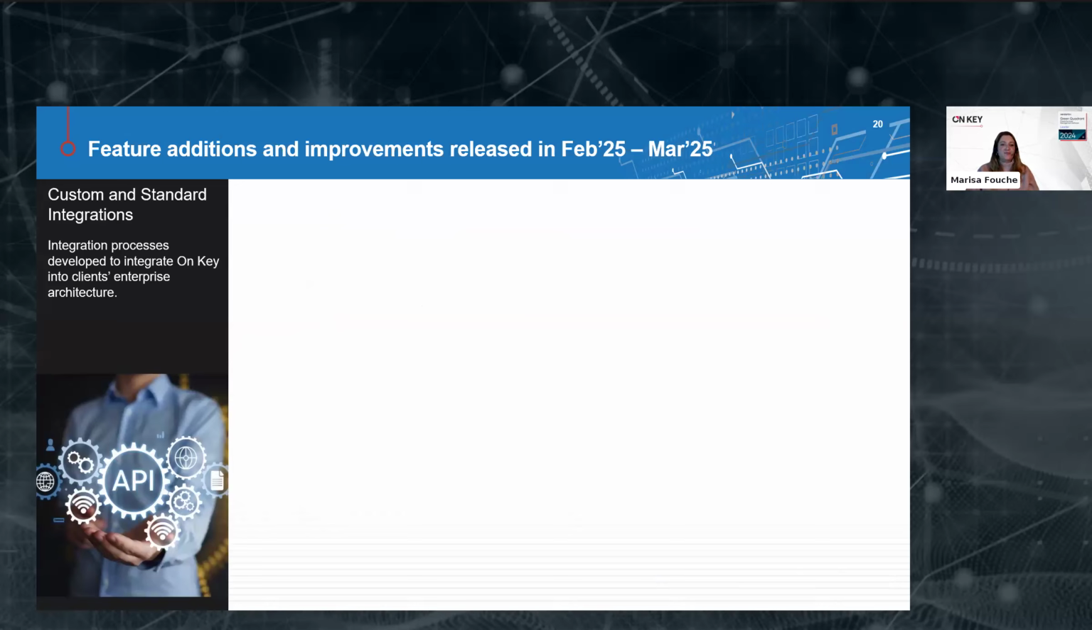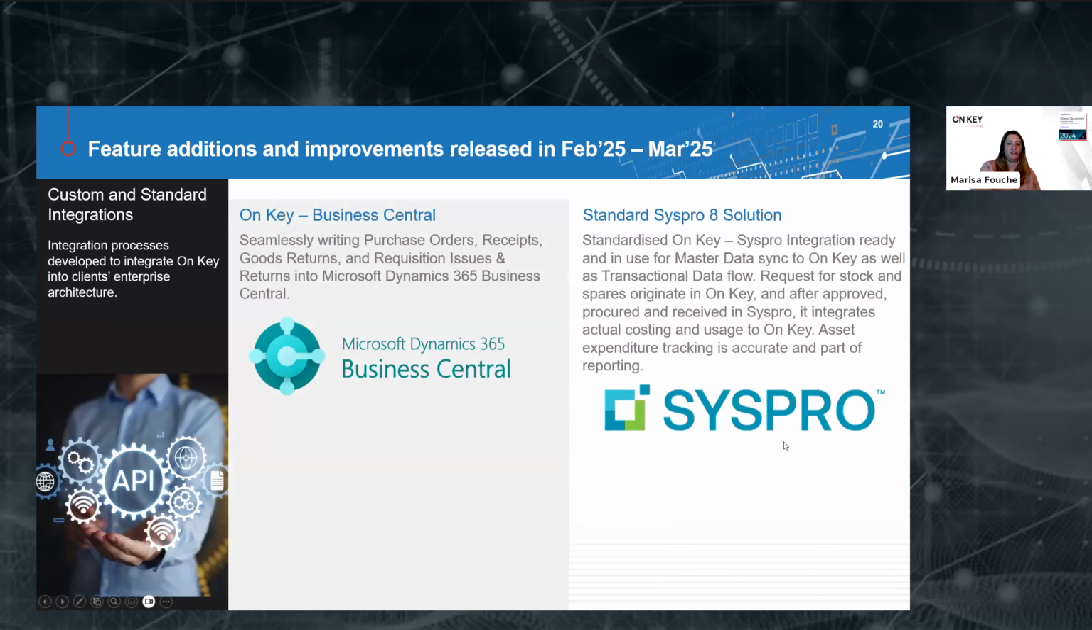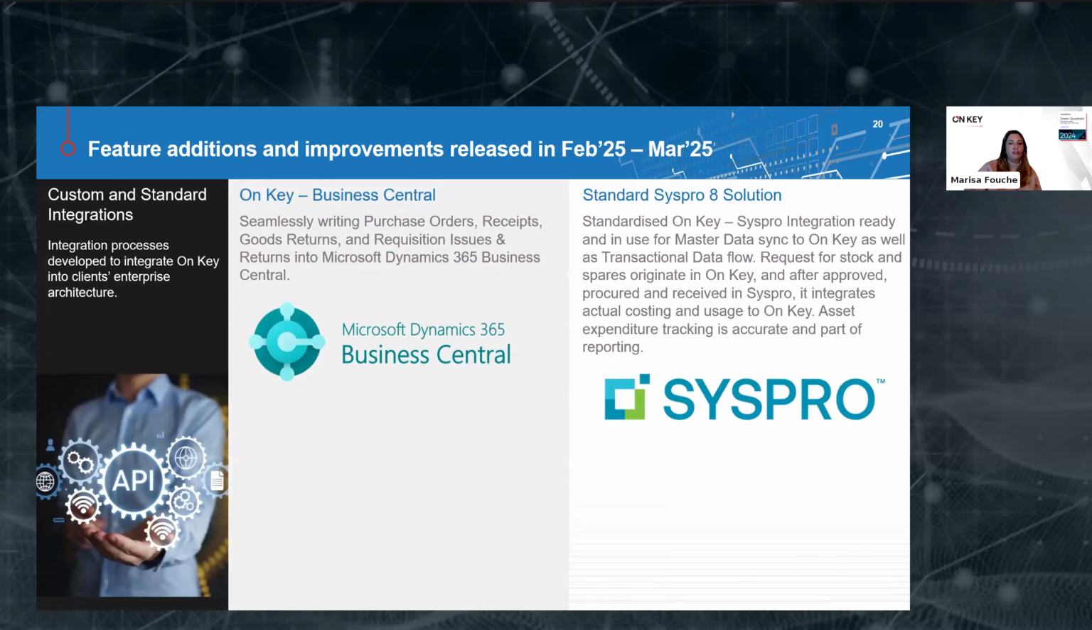So first, I will start with what we recently released, which is we successfully deployed an integration between Anki and Business Central, which is part of the Microsoft Dynamics 365 suite. This integration seamlessly handles purchase orders, goods receipts and returns, requisition issues and returns. In this setup, Anki serves as the master source of transactional data, ensuring consistent and centralized control.